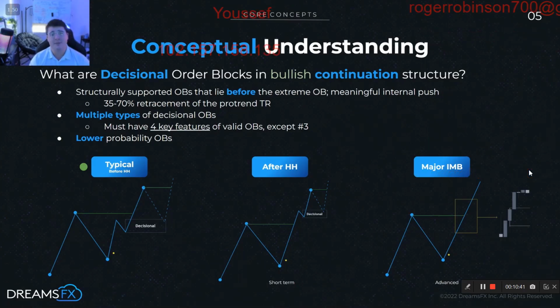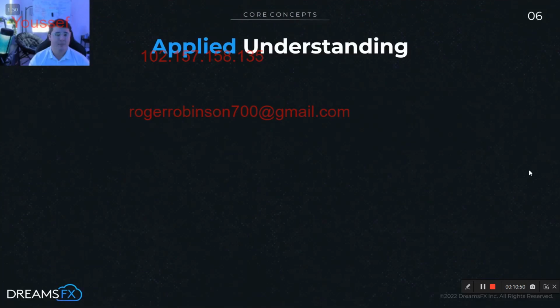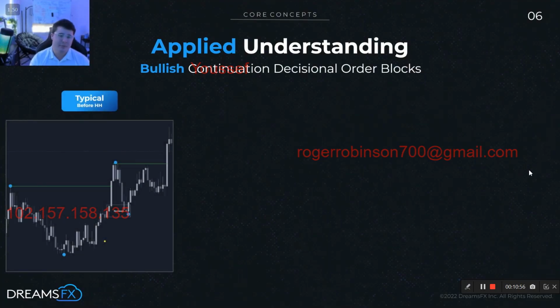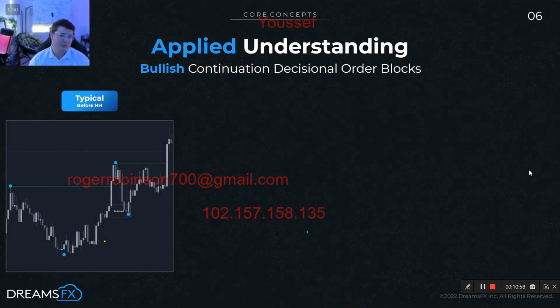So these are the three different types of decisionals in a bullish continuation structure. Always identify the single candle that caused the first or the second internal push that creates that new structure. Now let's apply these three types of bullish continuation decisional order blocks and see how they actually look from the perspective of a chart. With our typical decisional, what we always do is identify the structure first.